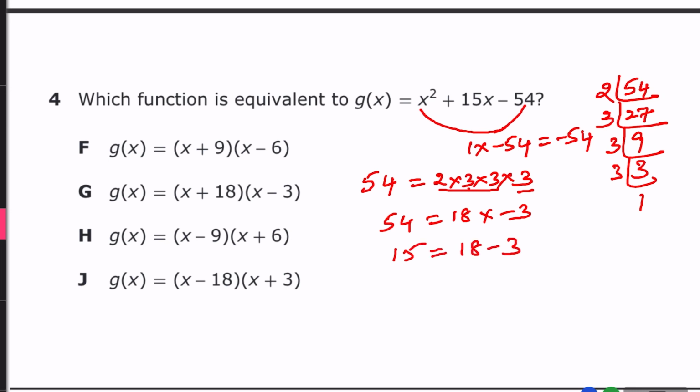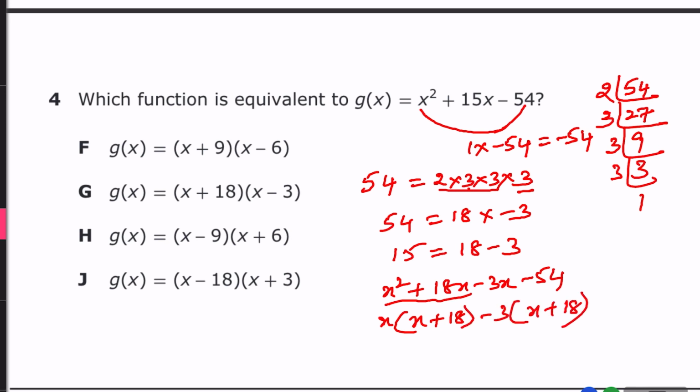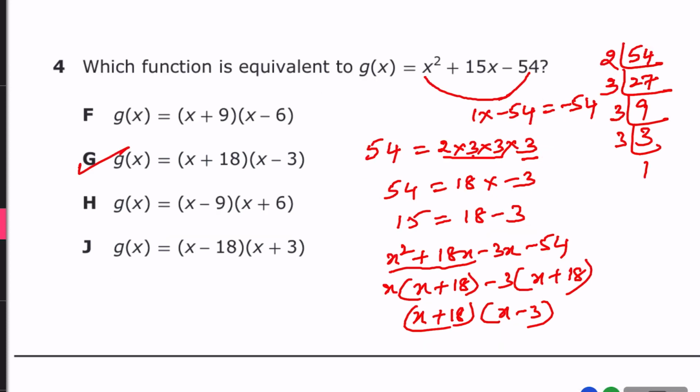So in the place of 15 we can write x square plus 18x minus 3x minus 54. So in these two we can take x common, so you're getting x into x plus 18 minus 3 into x plus 18, which is equal to x plus 18 into x minus 3, because x plus 18 is common. So which term here is equivalent to this? It is G. The option G is equivalent to this.